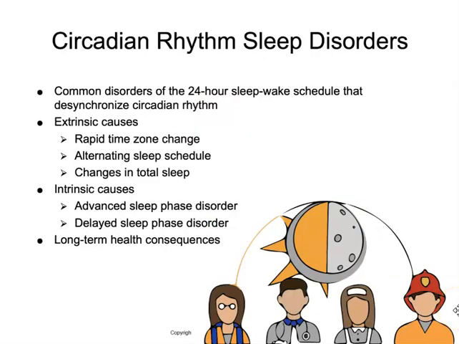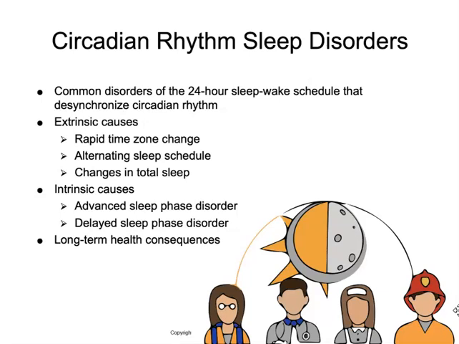And now on to circadian rhythm sleep disorders. These are conditions that are going to disrupt our body's natural 24-hour sleep-wake cycle, leading to misalignment between our body's internal clock and the external environmental cues. So these disorders can have both extrinsic and intrinsic causes. The extrinsic factors will include rapid time zone changes such as jet lag, alternating sleep schedules, or shifts in total sleep duration. It's often seen in shift work.